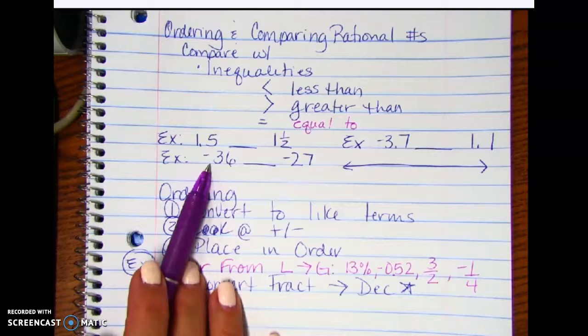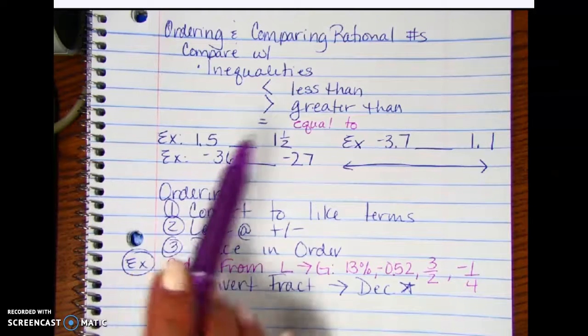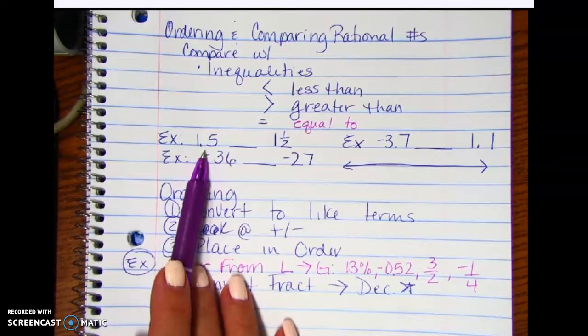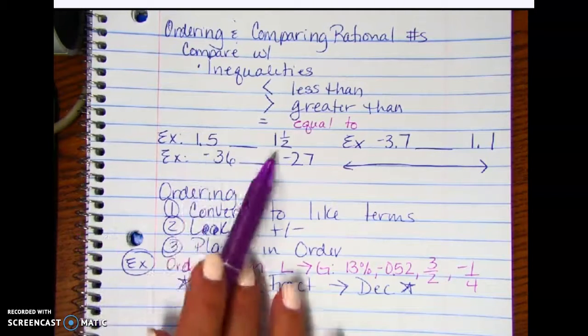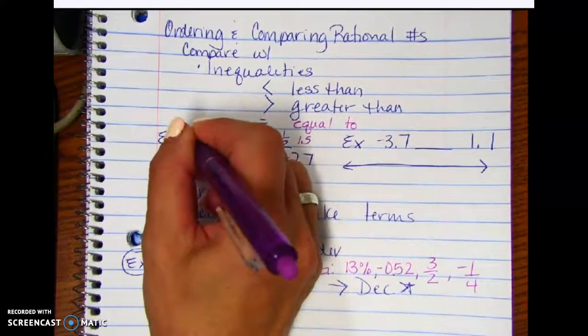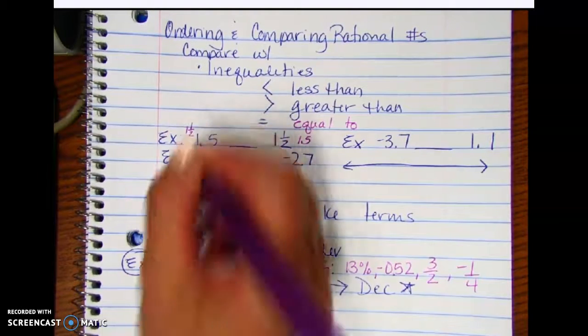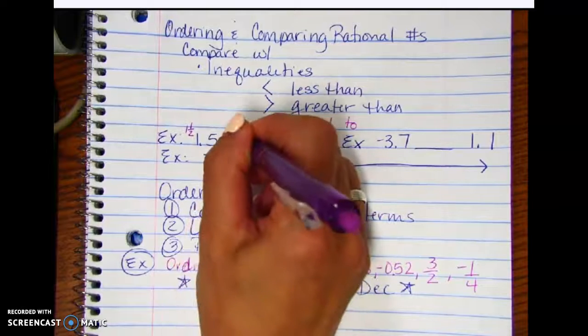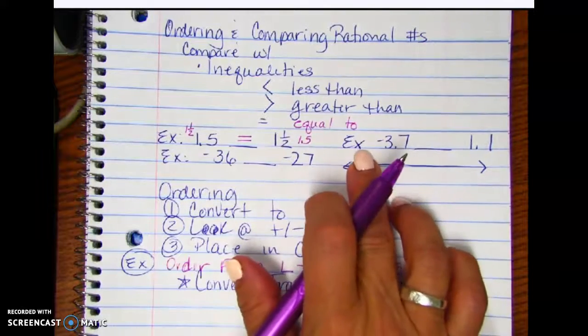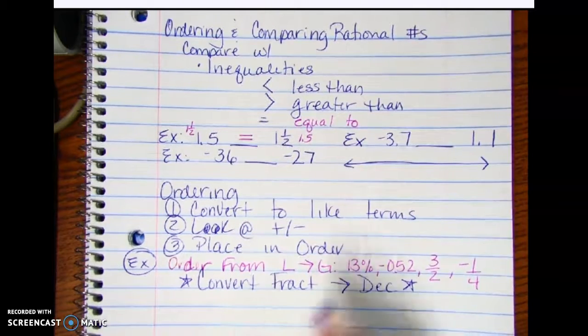How can we figure this out? So one of the things we learned yesterday was to convert our numbers to like terms. Well, I could convert this to a decimal, or I could convert this to a fraction. Either way, 1½ equals 1 5/10, and 1 5/10 equals 1½. So therefore, these are equal. Okay? Next, what if I have an example like this?